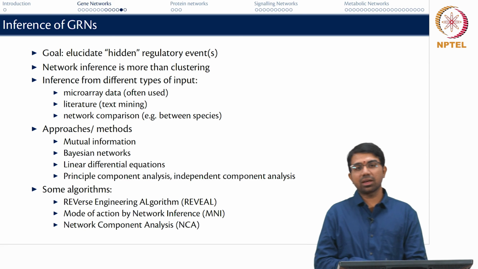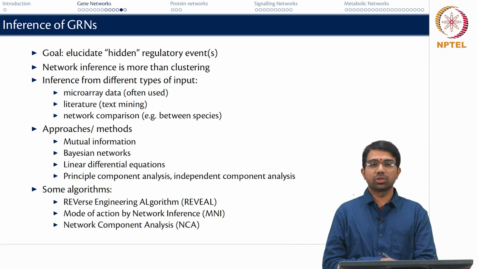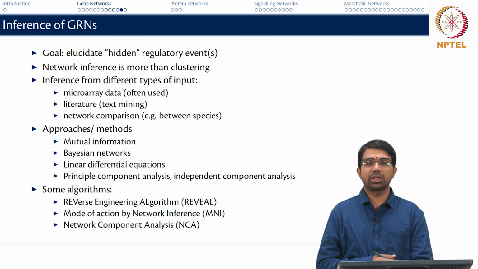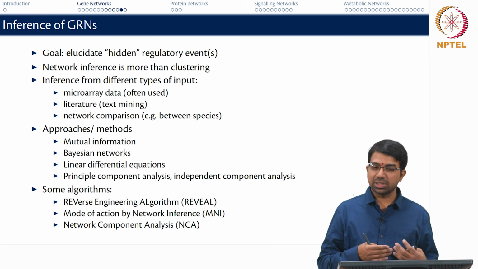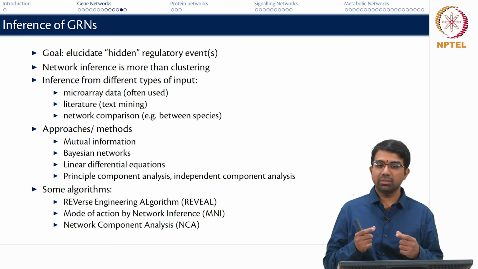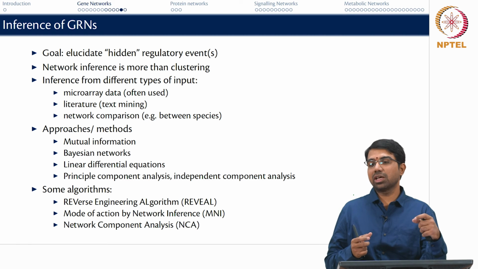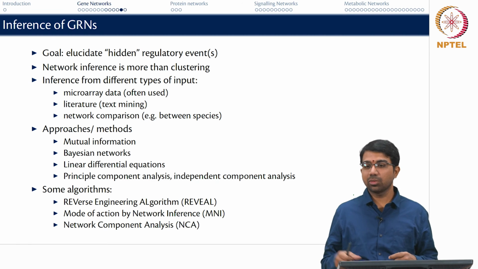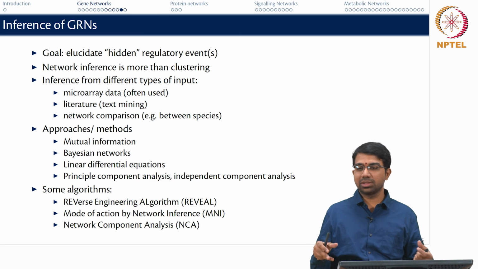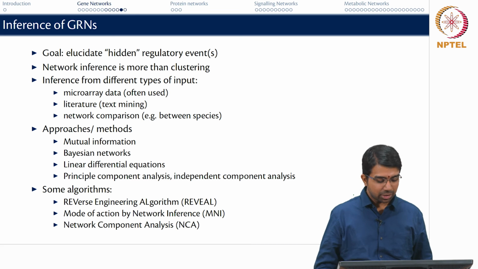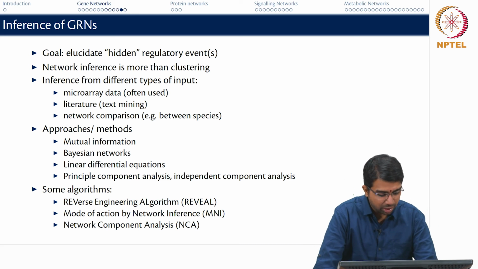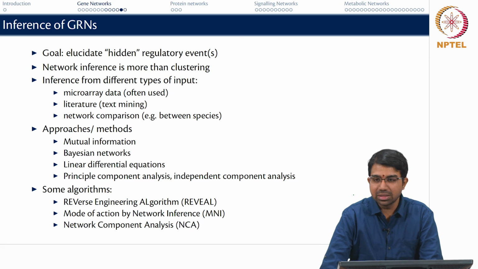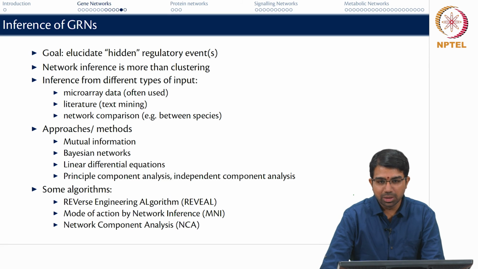There are many other approaches that are based on mutual information, Bayesian networks, differential equations, and then of course using several dimensionality reduction methods and so on to find what is the effect of one gene by the others, and what are the top 5 genes affecting my gene, something like that. You can start building those kinds of analyses. So, there are some algorithms called REVEAL, MNI, NCA and so on, which are popularly used.